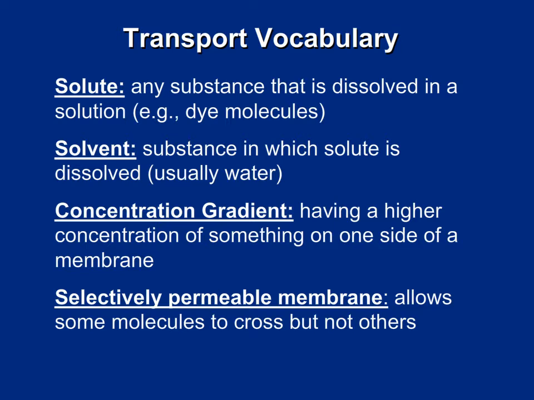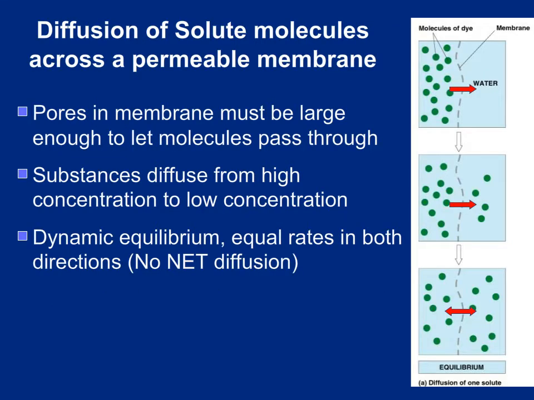of living organisms. A concentration gradient basically just means that we have more of a substance on one side of a container or one side of a membrane than another. And remember, having a concentration gradient was a prerequisite to have any type of net diffusion. And finally, a selectively permeable membrane is a membrane like the cell membrane that allows some molecules to cross but not others. So let's take a look at an example of diffusion of solute molecules across the cell membrane.